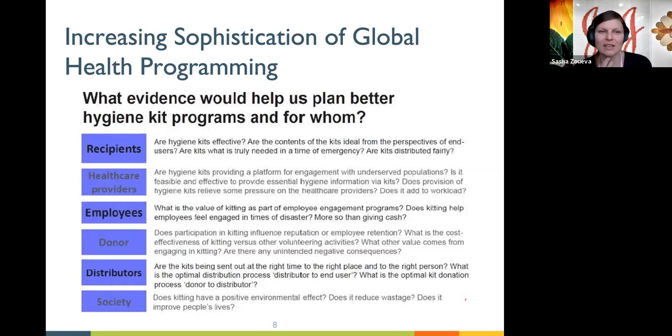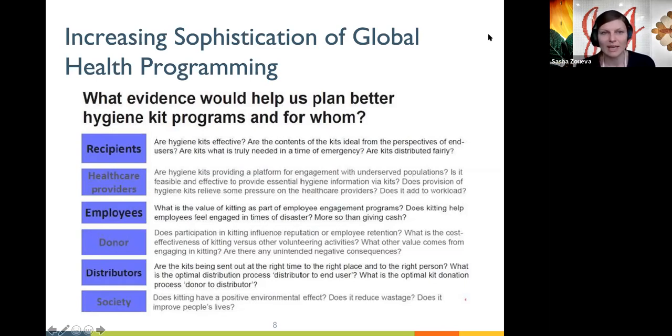Arguably, and I think there is research done in this space. I'm not an expert in this research. Others will probably know much more. But there are some studies looking at whether cash may be better at affecting individual level outcomes than product donations are in some cases.